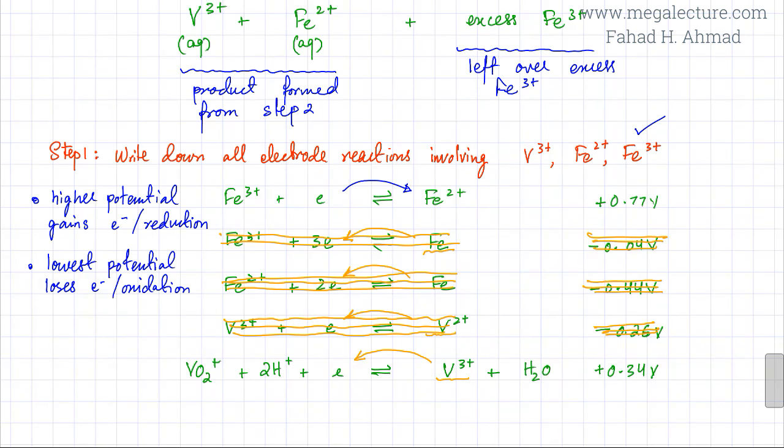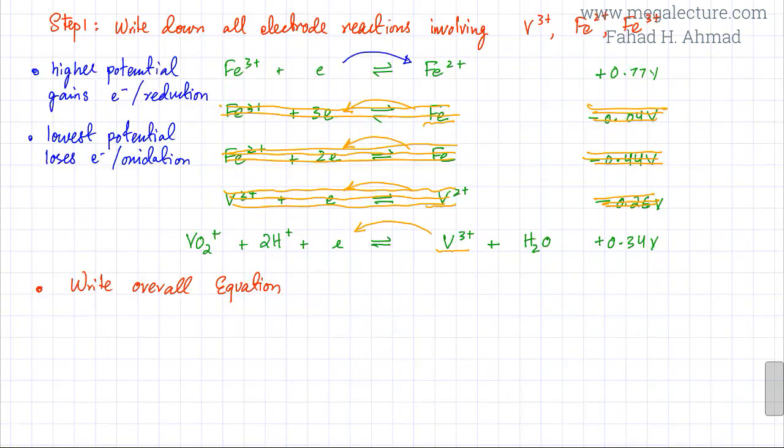The next step is that I need to balance the number of electrons gained, which is 1 in this case. Fe3+ is gaining just 1 electron, and I need to balance the number of electrons lost. V3+ is losing 1 electron. So the number of electrons gained and the number of electrons lost are equal, so I don't need to do anything there. They're already equal. I just now need to write the overall equation, which means I need to sum up all the reactants. I've already balanced the number of electrons gained. And on the other side, I need to sum up all the products of the two half reactions.